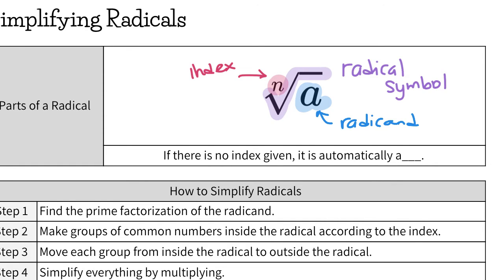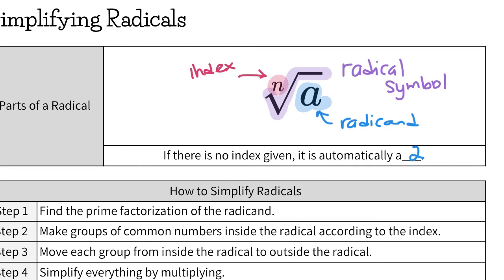There is one important thing that you need to know, and that is if there is no index given, so if you have the symbol and the radicand, but there's no index here, then automatically we know that it's a 2. So that's a little bit different than what we've done before. Usually when it's not there, it's a 1. But for radicals, it's automatically a 2.